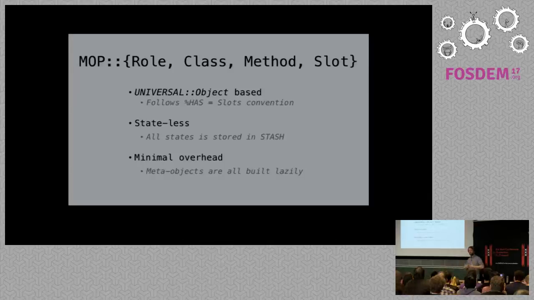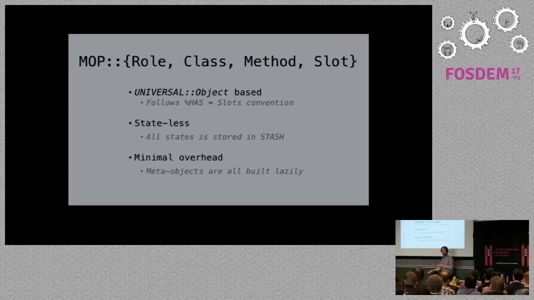It is based on universal object in the sense that it follows the has convention for the slots. It is also stateless. This was one of the big problems with Moose, was that Moose kept all this state in the meta object, and all this state basically was in the Perl interpreter, and it had to keep them in sync at all times, and that cost a lot. This doesn't care at all. All state is stored in the package in some way. So methods are stored in the stash, slots are stored in has, inheritance relationships are stored in ISA, et cetera, et cetera, et cetera. We don't store any state, so this makes them very easy.